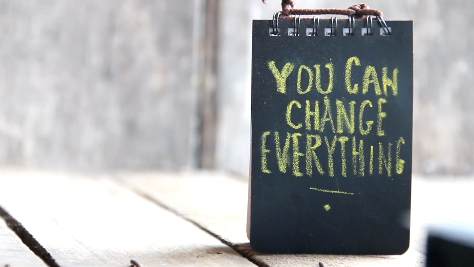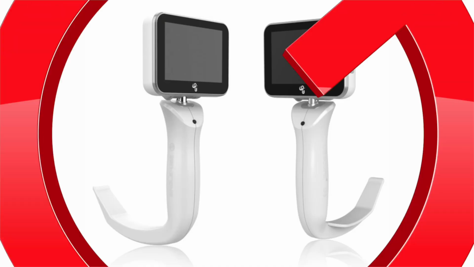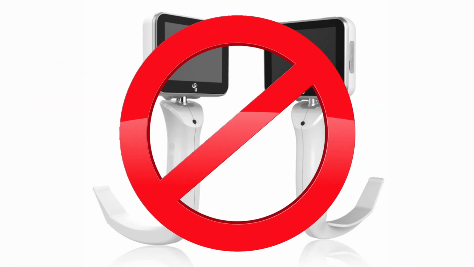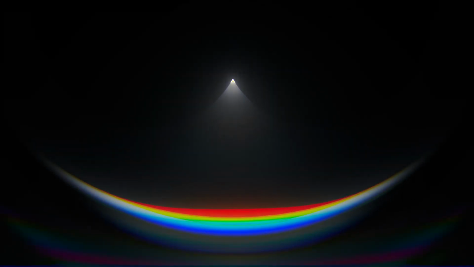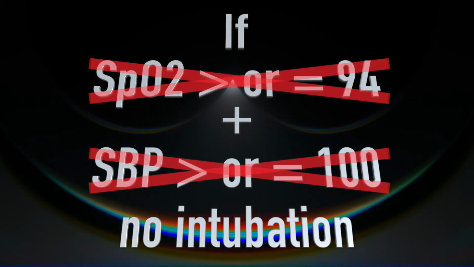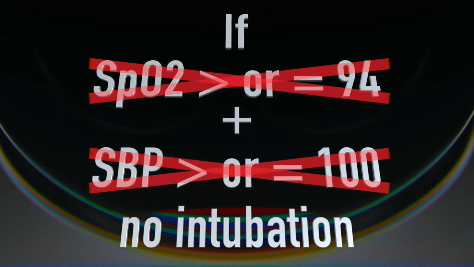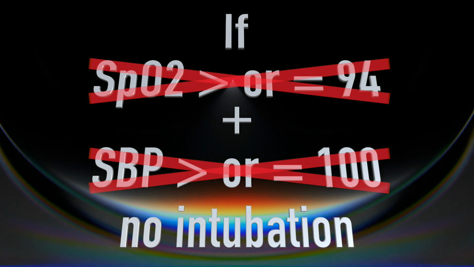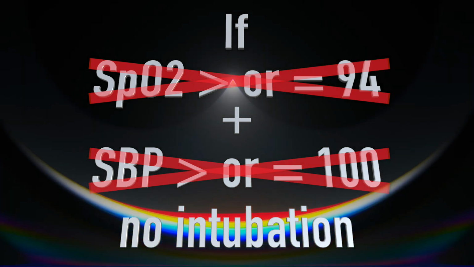So this is a big difference between RSA and DSI. With DSI, you are not allowed to proceed with intubation if you don't meet those goals. But if you can't meet the goals, we have to have an alternative. RSA is the alternative.